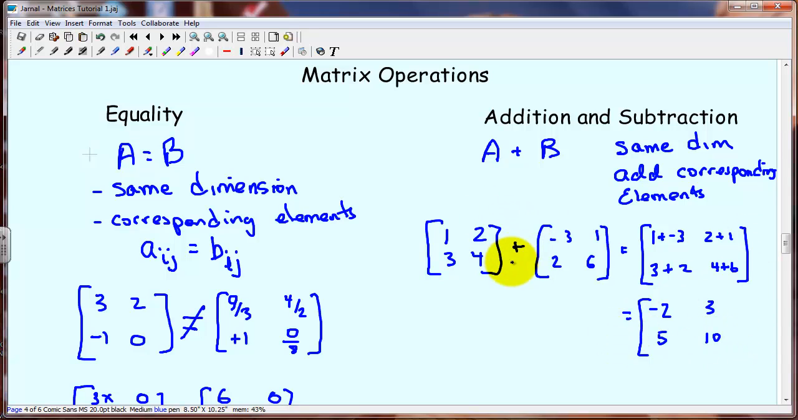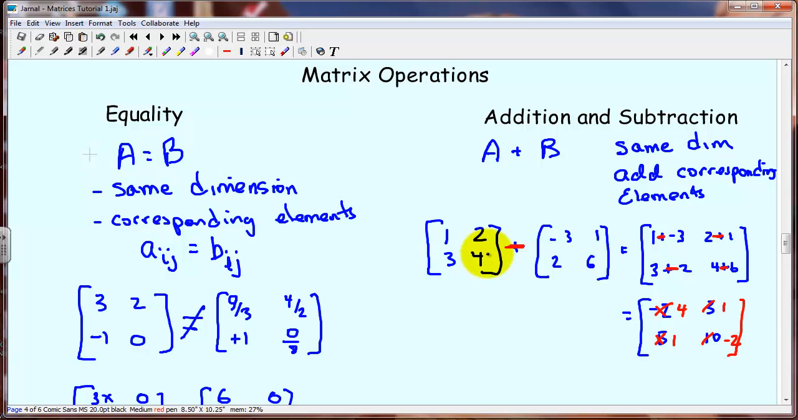And again, if this had been subtraction, then we would be subtracting all these items and get the appropriate numbers here. So this would have been 4, this would be 1, this would be 2 minus 1 is 1, and 4 minus 6 would be -2.